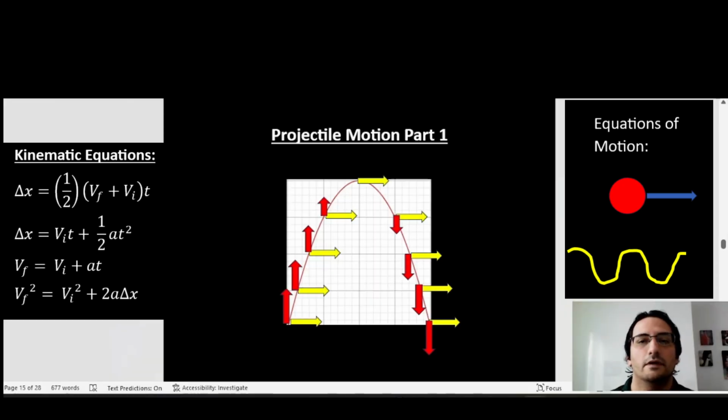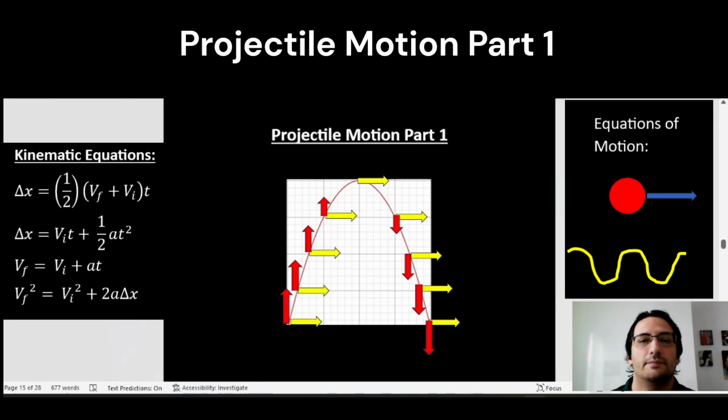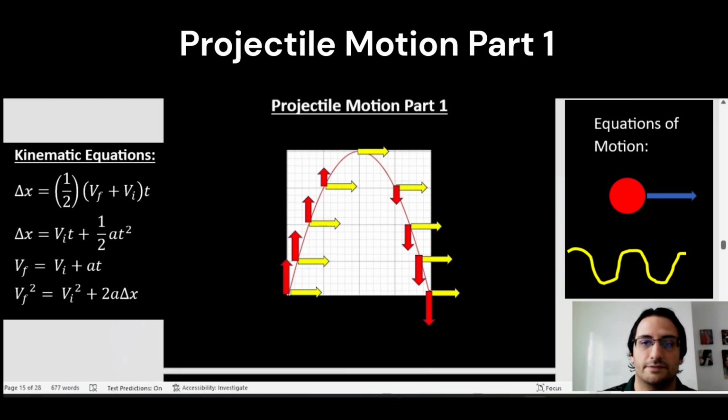Hello everyone. Today I'm going to talk about projectile motion part 1. This is the first part of projectile motion where I'm going to talk about dropping objects, launching straight up, and rolling off the edge of a cliff. Part 2 of projectile motion will include launching at an angle, like this figure shows. I'll explain later what this figure represents.